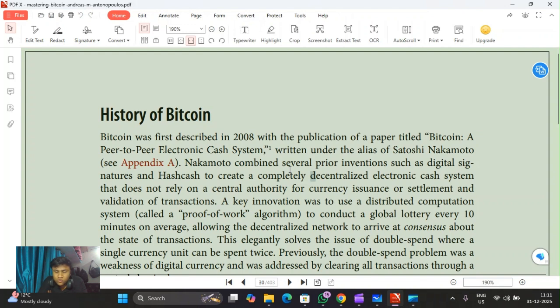That means there is no middleman involved. If you want to send a transaction to a person, you do not have to raise a request. You can directly send the transaction from your side to the recipient's side. They will receive your payment easily, not a time-consuming process. It will take only some minutes or some hours.